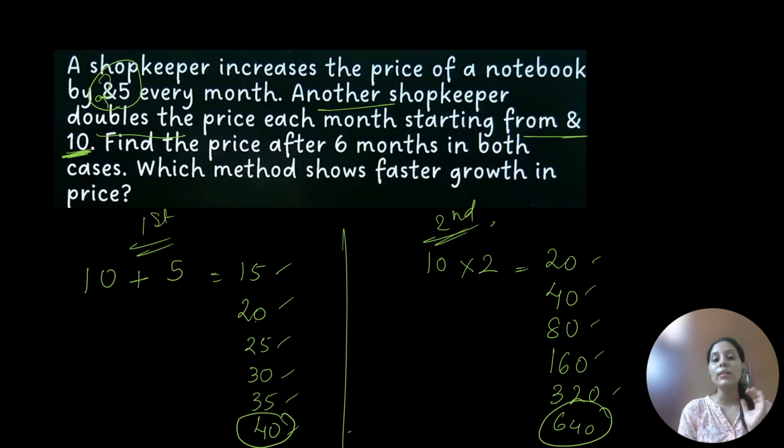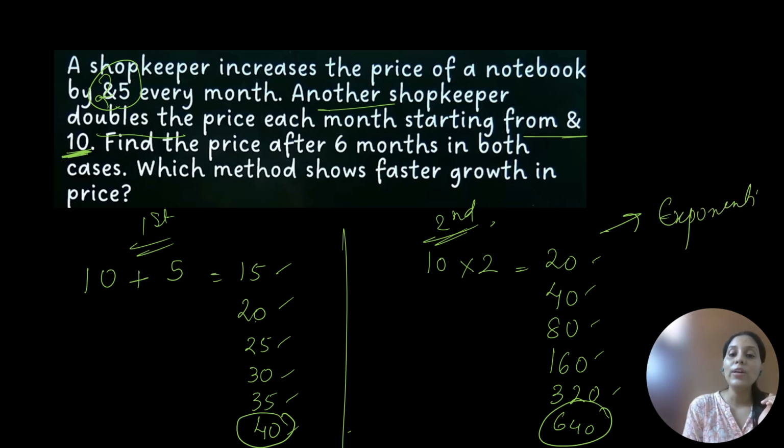तो sixth month में देखो, which method shows faster growth? Exponential. So when you're doubling the amount every time, the growth is quicker. But when you just add a certain amount, addition will not give you a quicker amount. The linear growth is lesser than the exponential growth.